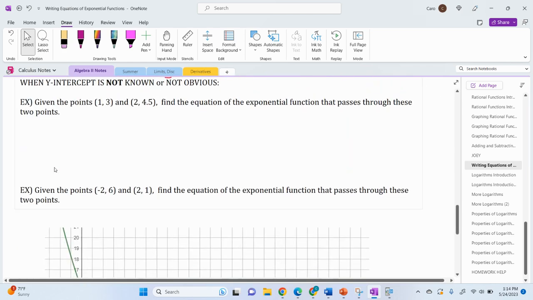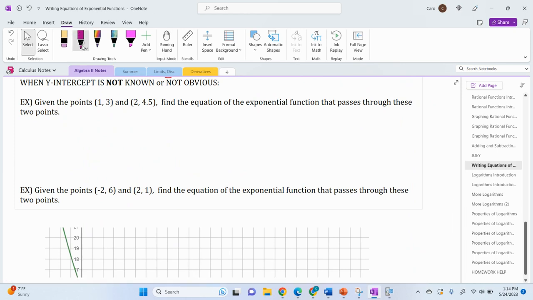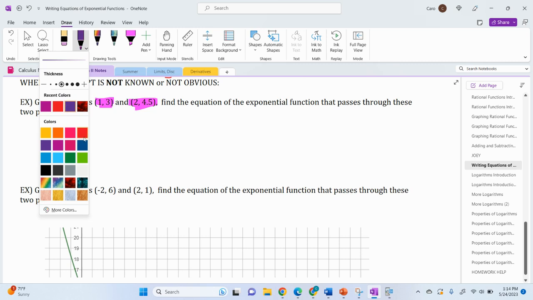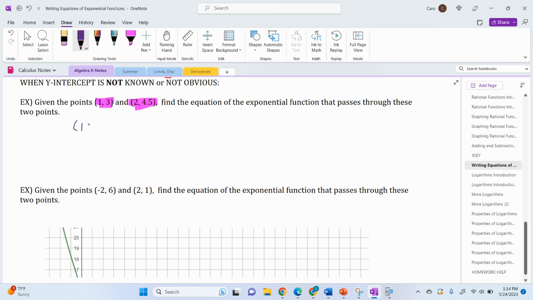What if you don't know the y-intercept? In that case, you have to find a and b. So let's take an example here. I'm just going to give you 2 points, and we're going to find the equation. So you have (1, 3), and you have (2, 4.5). If you just think about like 1 is at 3 and 2 is at 4.5, you should have some type of growth. So b should be bigger than 1. Your a value is probably going to be bigger than 1 as well. So you want to think about those things so like your answer makes sense.